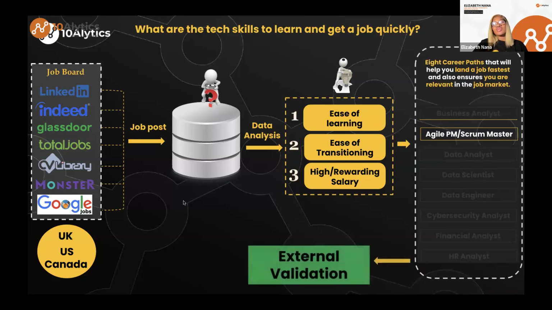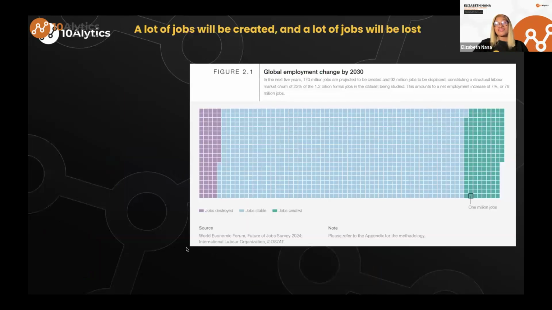Now, we didn't stop here. So we decided to seek external validation, decided to go out there and look for someone who doesn't have any affiliations whatsoever with Analytics that can also just back what we're saying. Because again, we need to have the data to back it up, right? And then we went out there and found the World Economic Forum, Future of Jobs report for 2025.